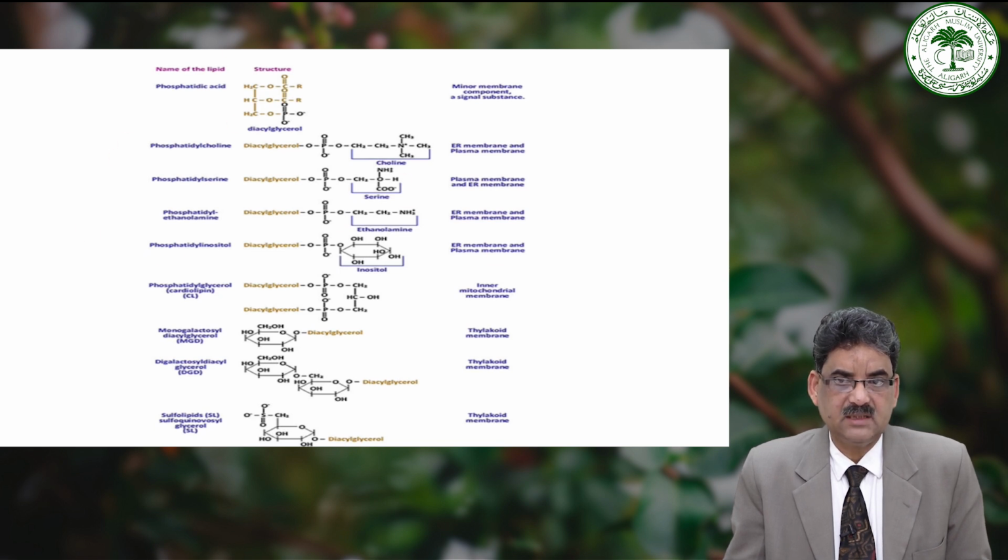As you can see in the figure, depending on the type of polar group attached, such as choline, ethanolamine, serine, inositol, or glycerol, these lipids are classified as phosphatidylcholine, phosphatidylethanolamine, phosphatidylserine, phosphatidylinositol, or diphosphatidylglycerol.